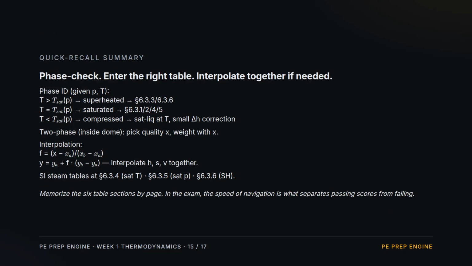Quick recall summary. Given P and T, phase check against the saturation partner. Superheated, saturated, or compressed liquid each have their table. Inside the dome, apply quality weighting. For interpolation, compute the fractional distance once and apply it to every property. Practice until you go from phase check to interpolated answer in under 90 seconds.